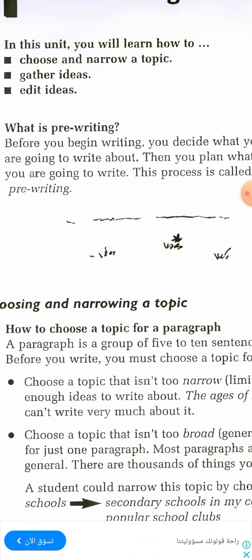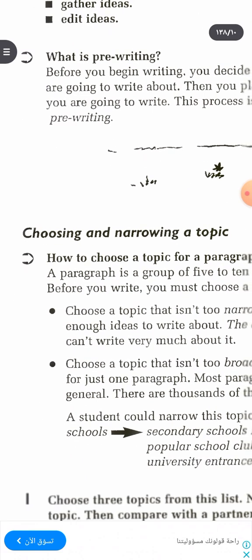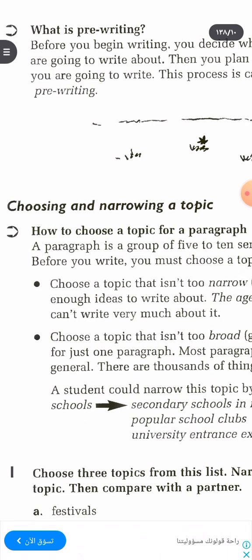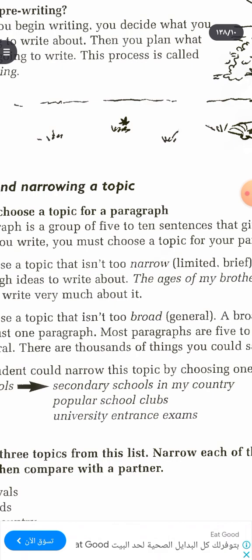You think of the topic that you are going to write about, and what you are going to write about this topic, so that you will stay within the point of the topic. So the first important step is to choose the topic, and then you narrow this topic down. What does this mean? To choose a topic that isn't too broad. When you choose a topic, you should narrow it.